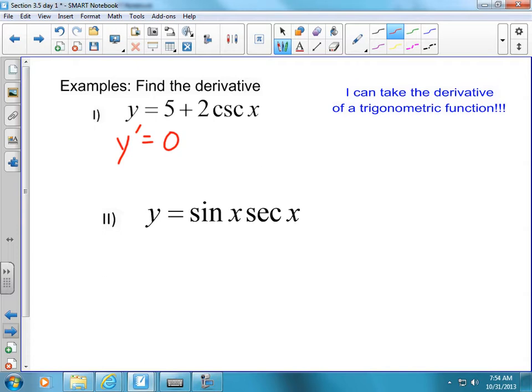And we know that the derivative of cosecant is negative cosecant cotangent. So we have plus 2 times negative cosecant cotangent. And that's basically our answer.